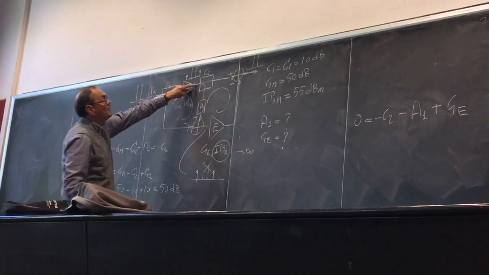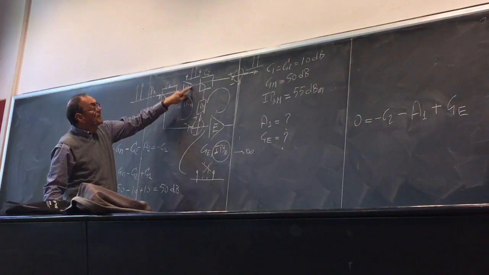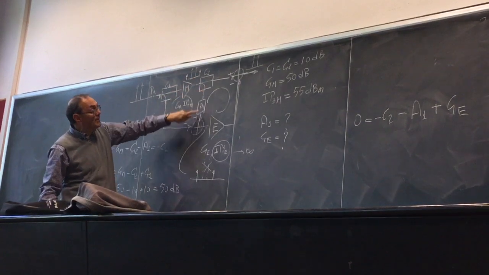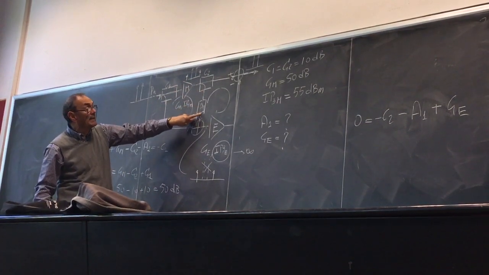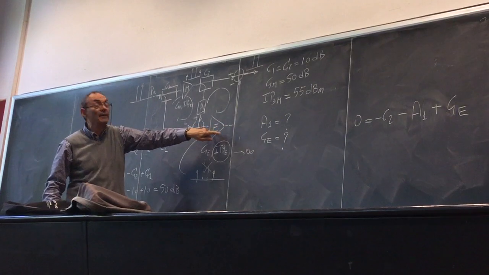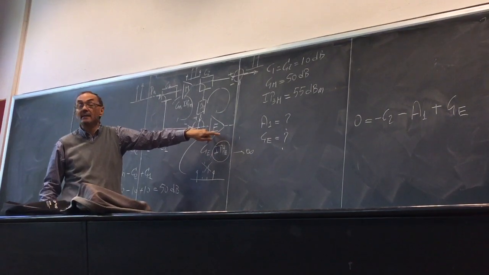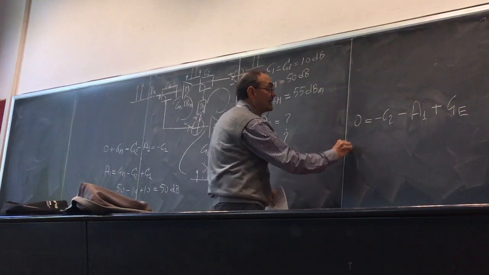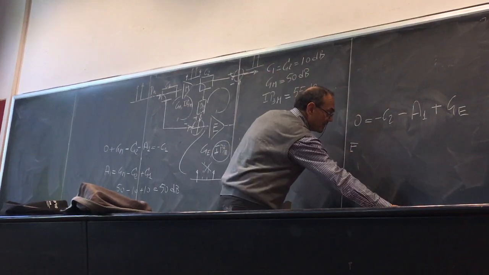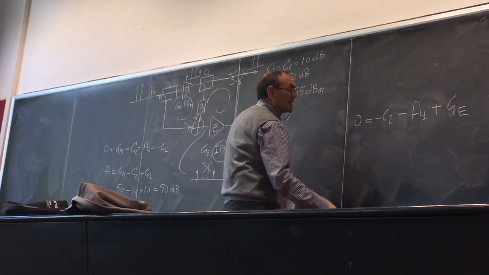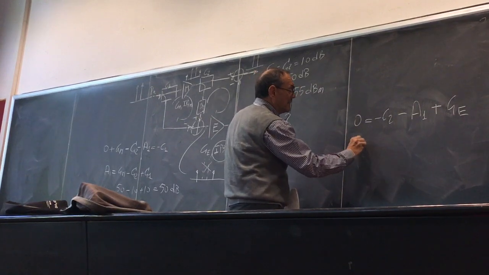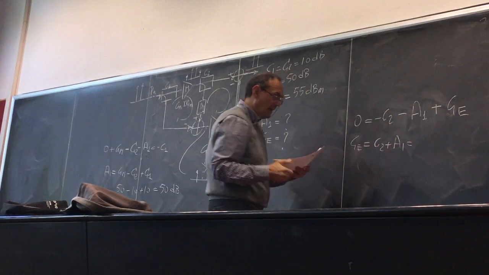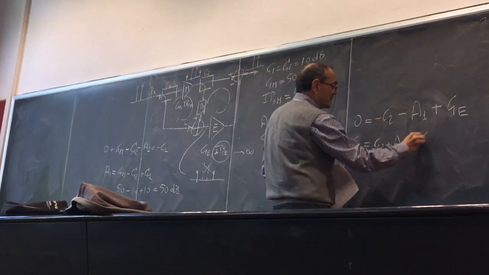I repeat, from this point to this point, there is minus C2. Then from this point to this point, minus A1. From this point to here, we have GE. So the equation is this one. And then GE must be equal to C2 plus A1, equal to 60 dB.